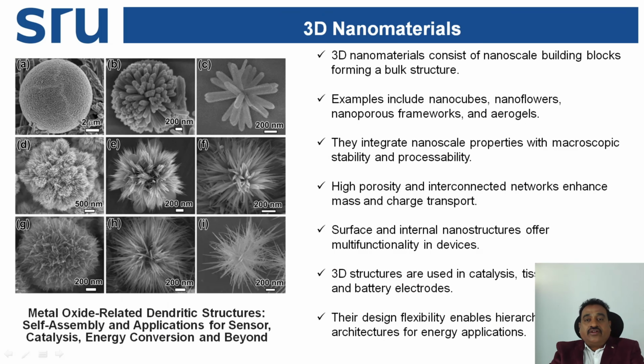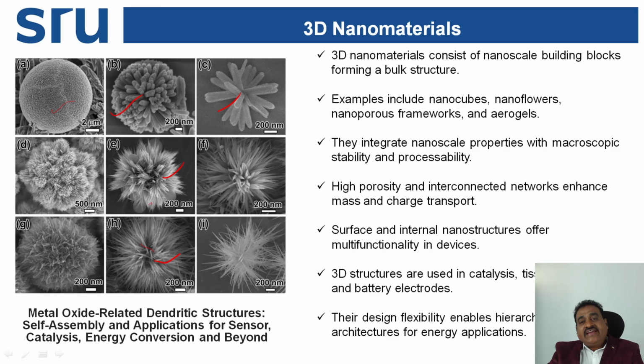So, three-dimensional nanomaterials. The three-dimensional nanomaterials consist of nanoscale building blocks forming a bulk structure. These are the metal oxide related structures. Every structure you can observe here clearly. They integrate nanoscale properties with macroscopic stability and processability.